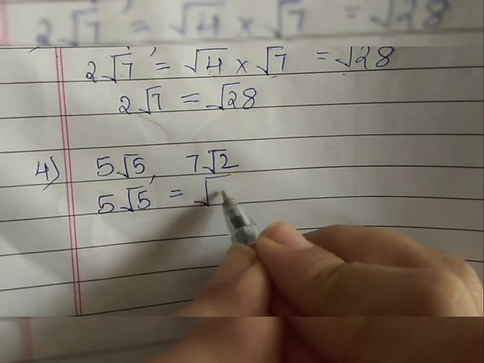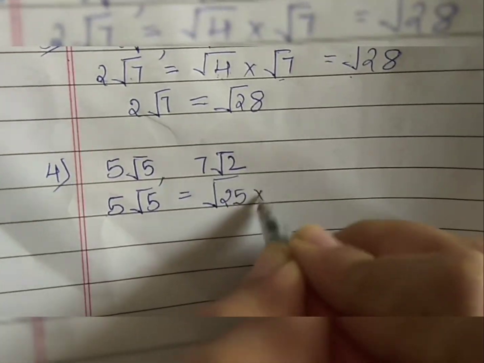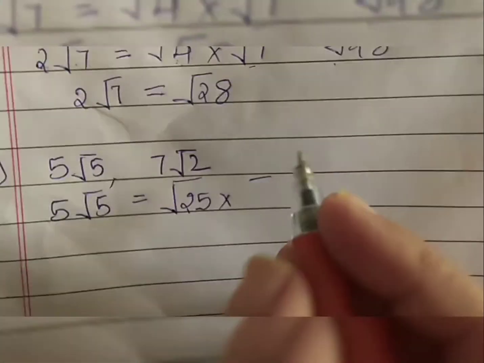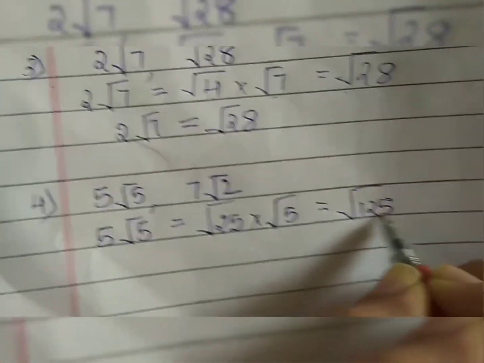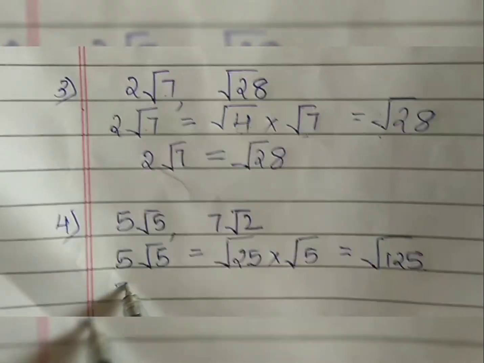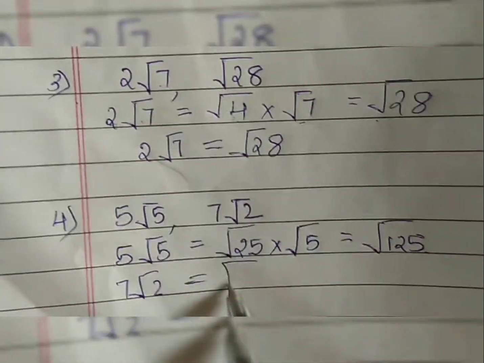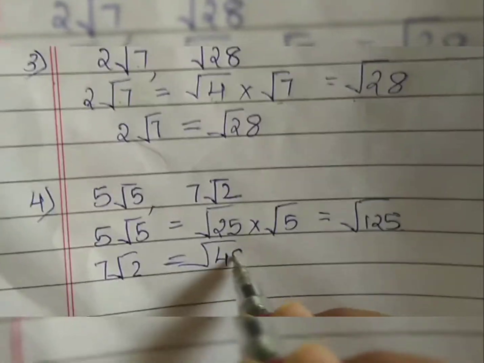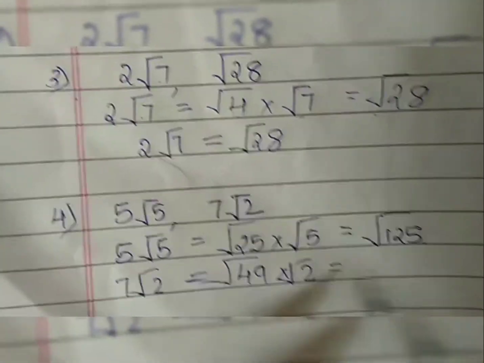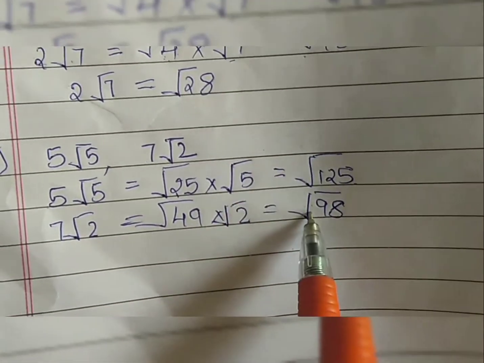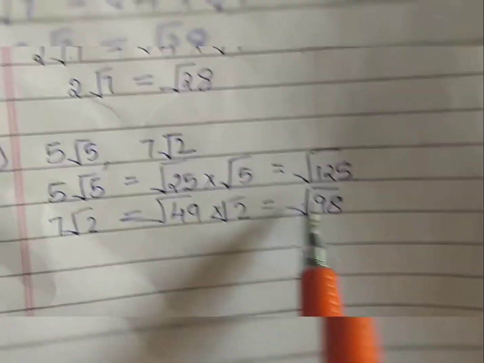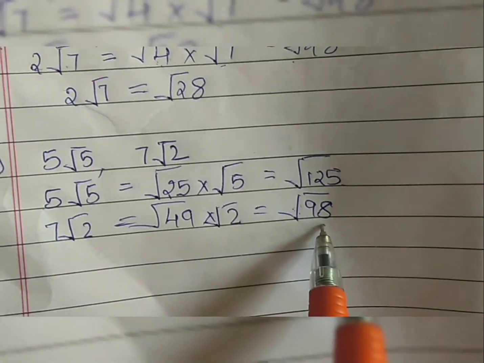Again the method remains the same. The square of 5 is 25. So 25 into 5 will give us 125. Then 7 root 2: the square of 7 is 49, and 49 multiplied by 2 will give you 98. Now the order is the same, the order of both is 2, so you can easily compare the given numbers.